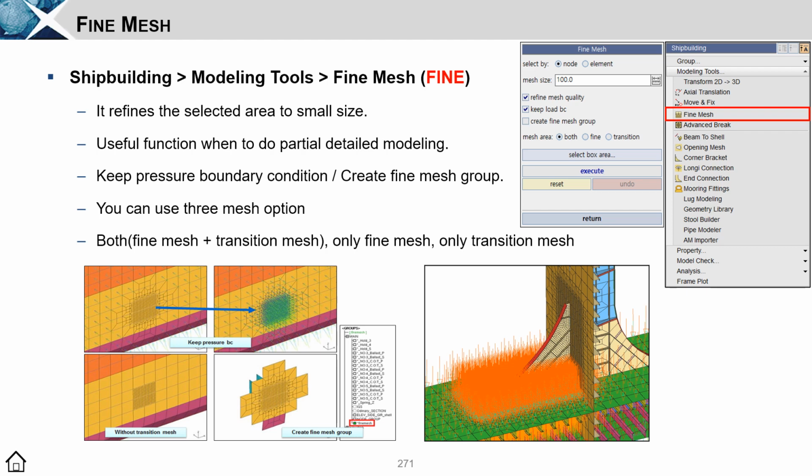The Find Mesh command is a feature that automatically splits the selected area into smaller elements. It's a powerful feature that can deliver very fast and high-quality results. This is a useful feature for partial detail modeling. You cannot get this kind of mesh result with the general mesh function. Pressure applied to existing shell elements is maintained even after the fine mesh is generated.